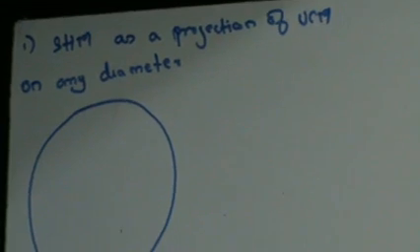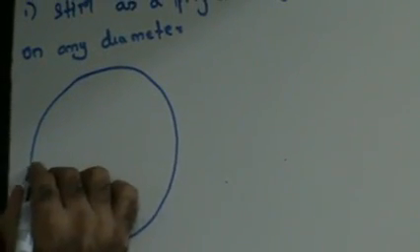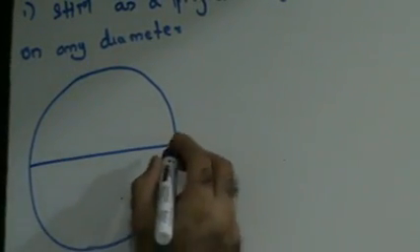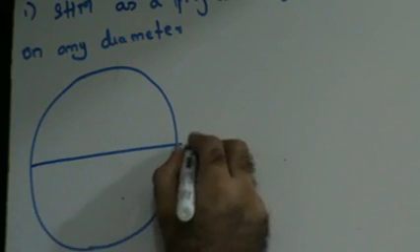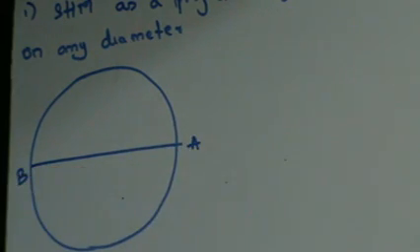Let's assume that you have a body, you have a circle. Consider particle P performing SHM on the circumference of the circle where AB is the diameter. Let's consider that AB is the diameter and a particle P is performing SHM on this, right?